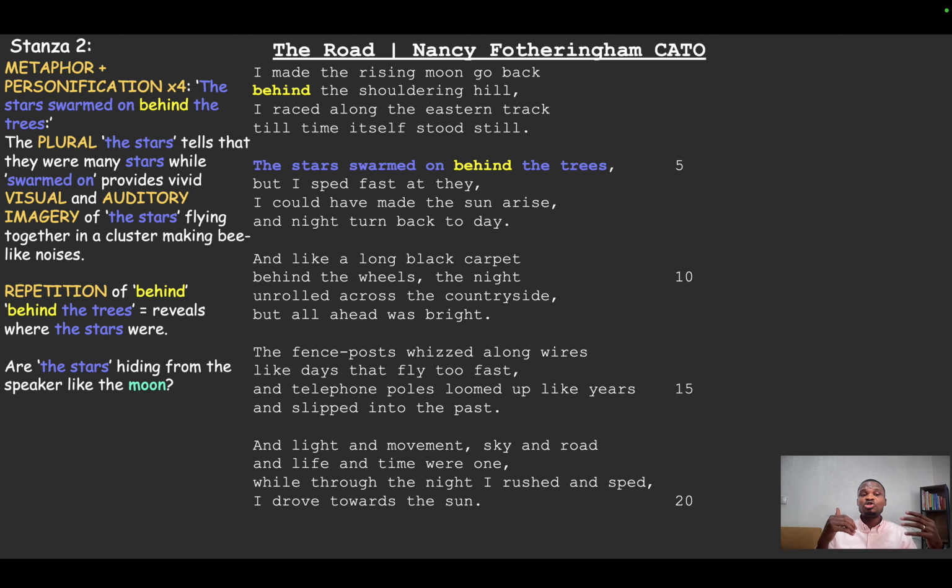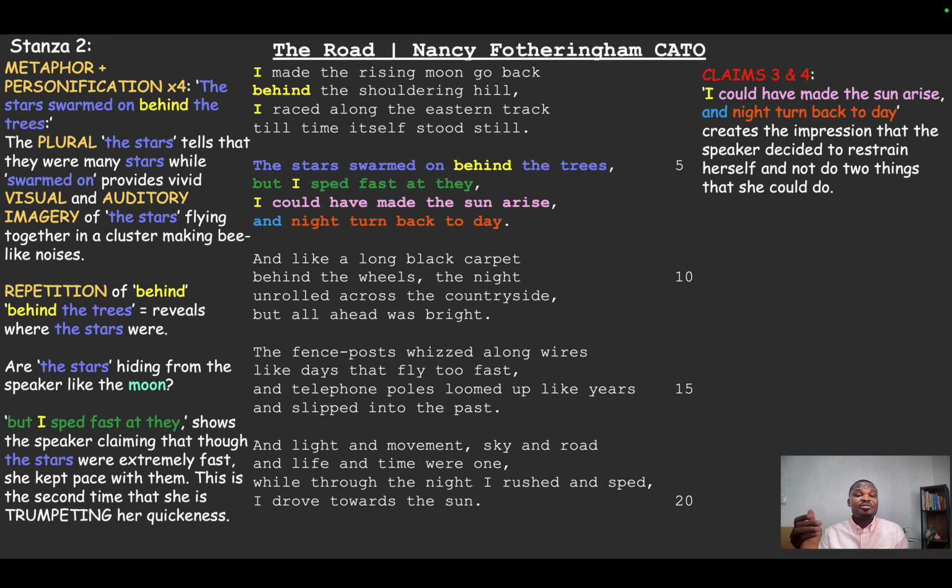So observe the use of visual imagery in the word swarmed, and then also swarmed also provides auditory imagery as well. So like they were making bee-like noises. Now the repetition of behind the trees reveals where the stars were. So the question is, are the stars hiding from the speaker like the moon? Remember, we saw that the first time when it says, I made the rising moon go back behind. So again, is this hiding just like the moon hid behind the shouldering hill, like a child hiding behind its mother?